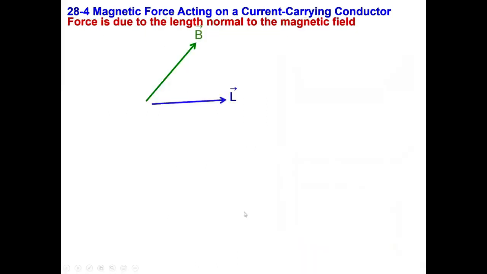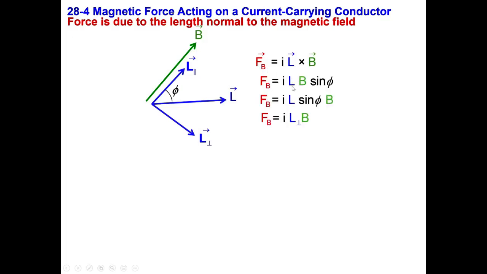Okay, so let's take this situation here. Let's assume the length vector L has two components, one parallel to the magnetic field and one perpendicular to the magnetic field. We know the parallel component will not generate a force because V crossed with B is going to be 0, but the perpendicular component will. Okay, so in this case, when we write I L crossed with B, L crossed with B is L B sine phi, the angle phi between the magnetic field vector and the length vector.